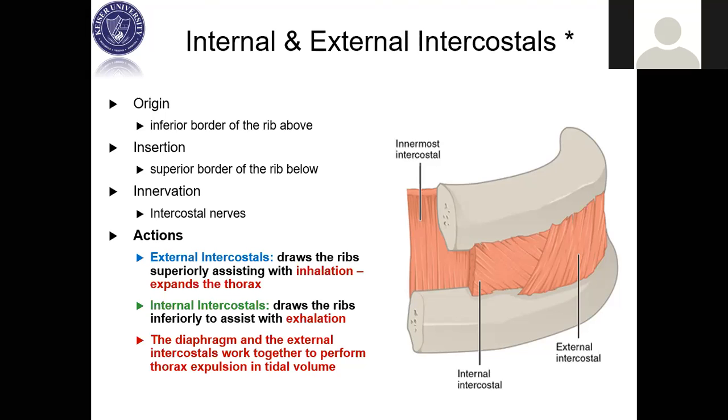What I need you to know about these muscles is that they help with breathing. They're located between the ribs. The external intercostals assist with inhalation. The internal intercostals assist with exhalation. EI, IE.